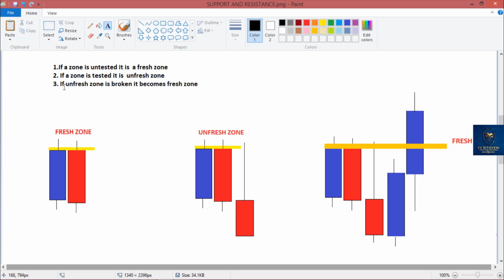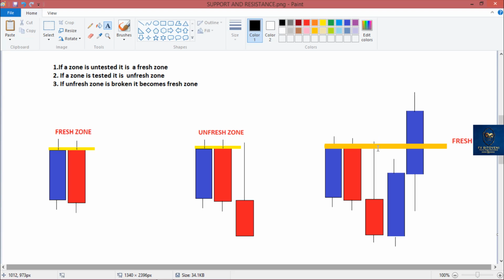However, number 3 says if an unfresh zone is broken, it becomes a fresh zone. For example, if this unfresh zone, if a new candle comes and breaks this zone, it becomes fresh for buy. It was unfresh for sale, but now it is broken, it becomes fresh for buy. For example, here it's the same pattern. Then we see new candles coming, and then a new candle breaks. This becomes a fresh zone.